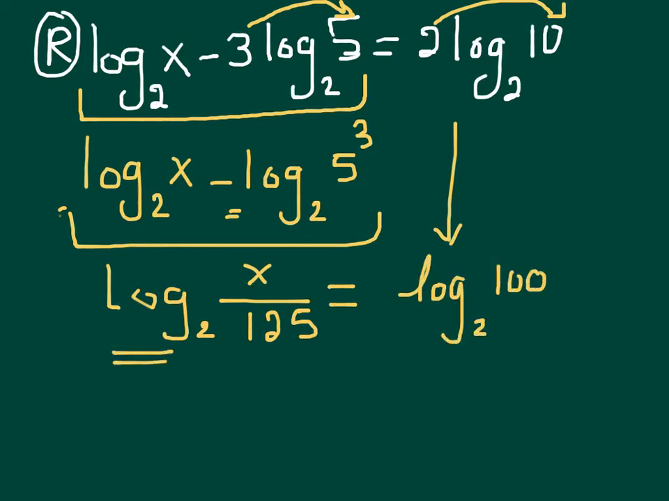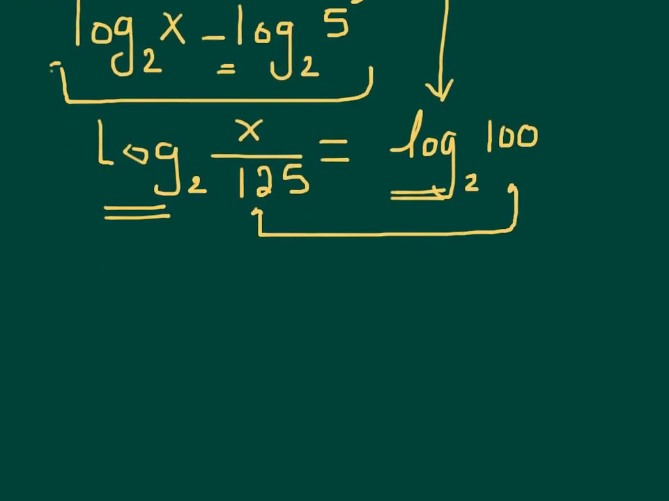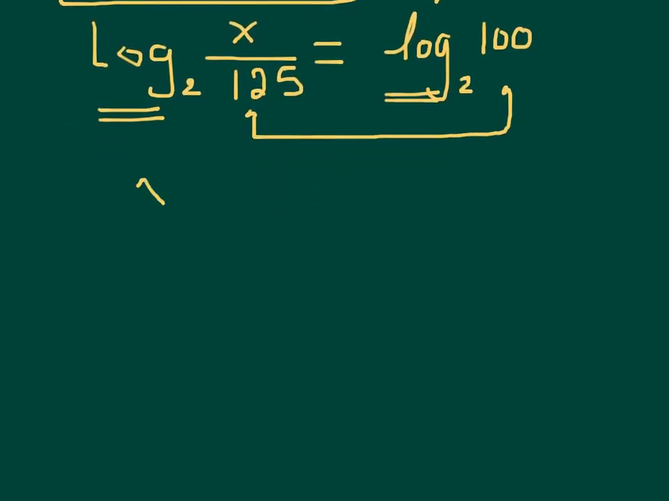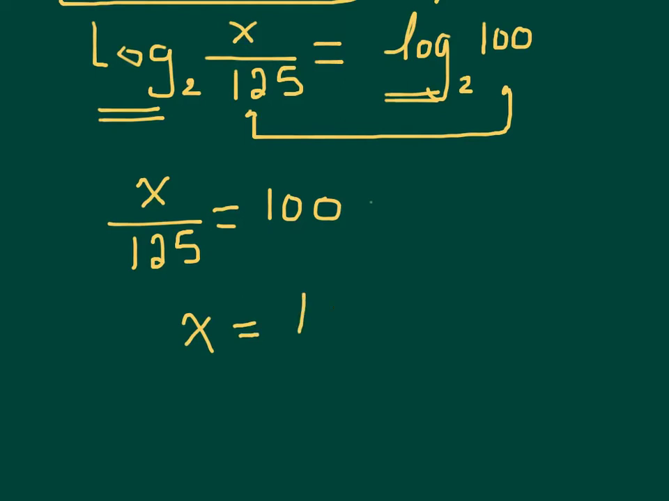Now, if we have two logs that equal each other, with the same bases, that means their values should equal each other. If the values are equal to each other, we can set x over 125 equal to 100. And if we cross multiply, or multiply both sides by 125, we get x is equal to 12,500.